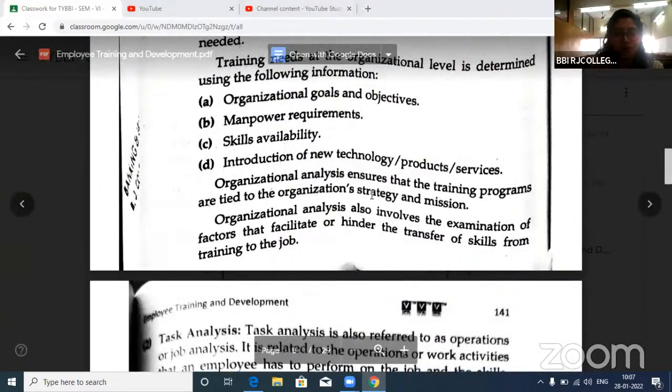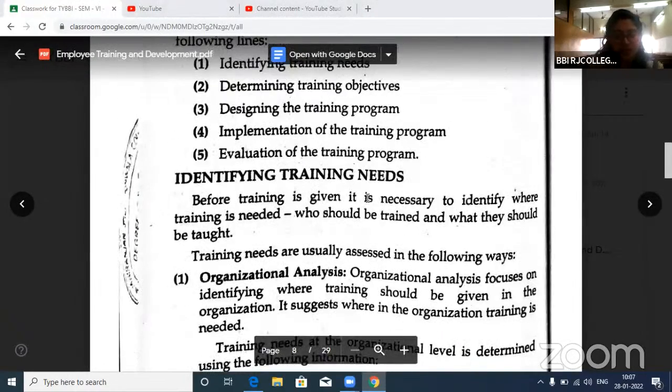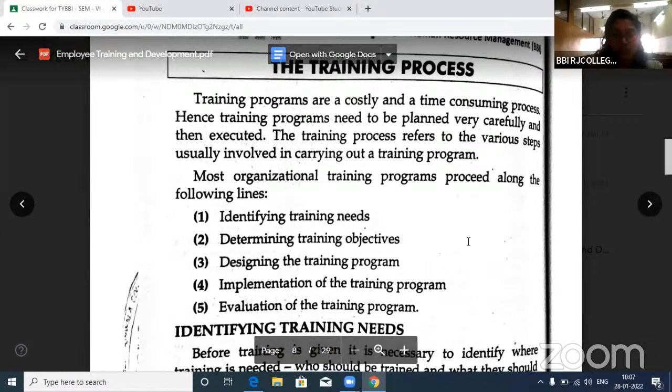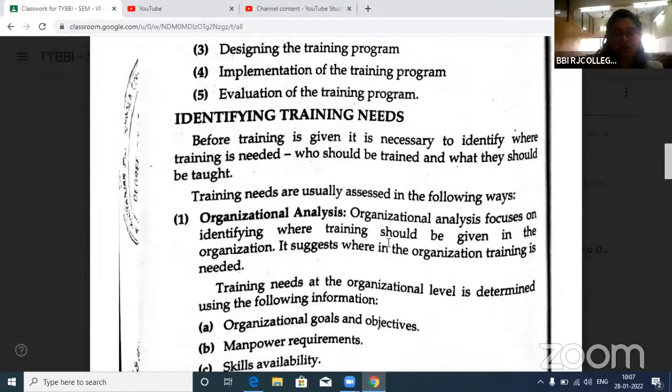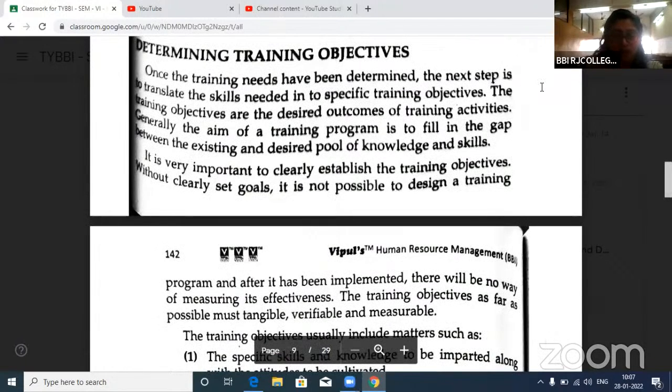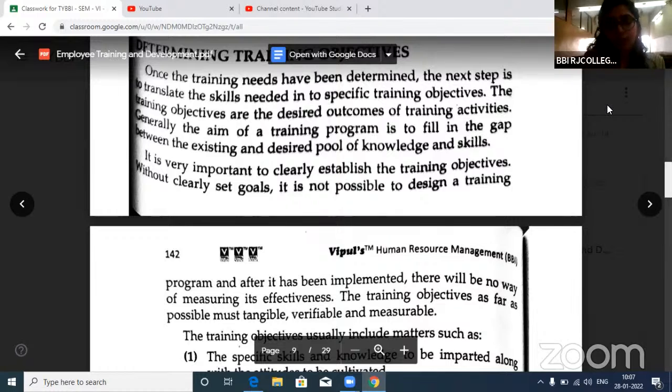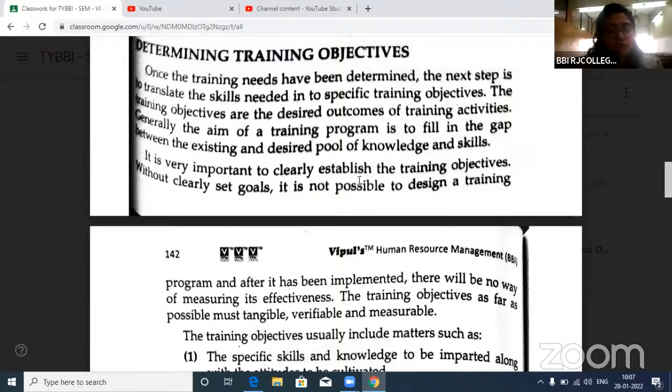So this was the first point, students: identifying training needs. And then we have determining training objectives. Now, what is the objective behind training? Why do you want to give training to employees? You want employees to work efficiently. Whatever work they are performing, they should be performing it efficiently and properly. For them to perform work efficiently, training is required.